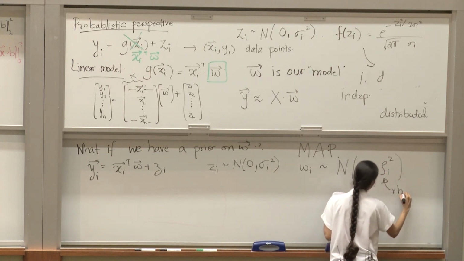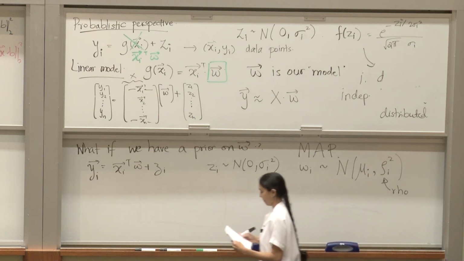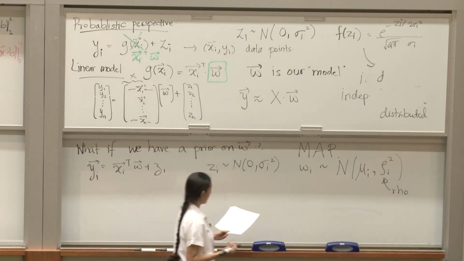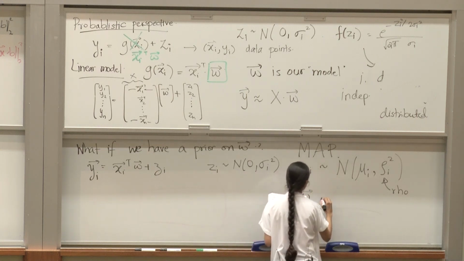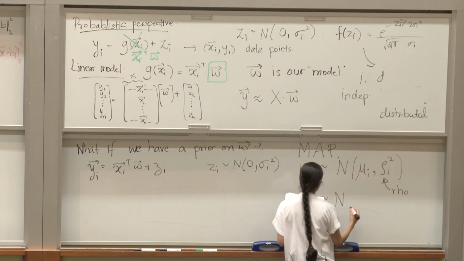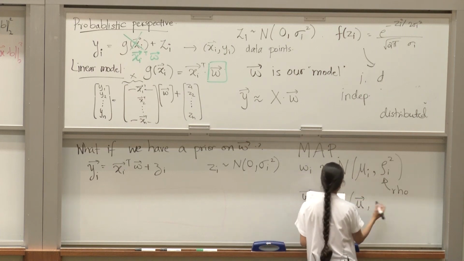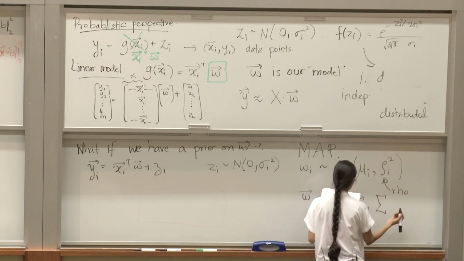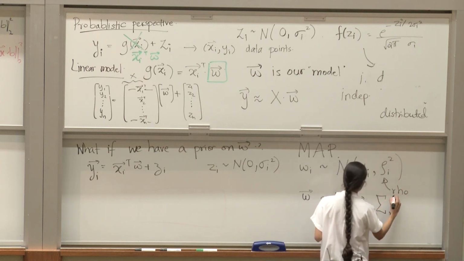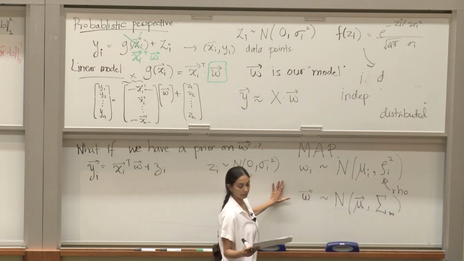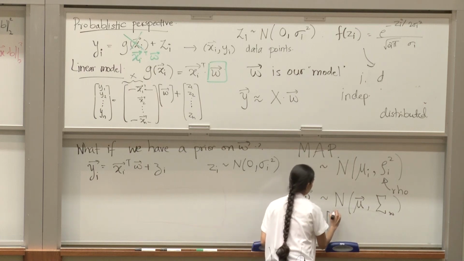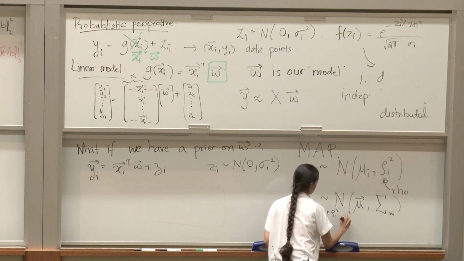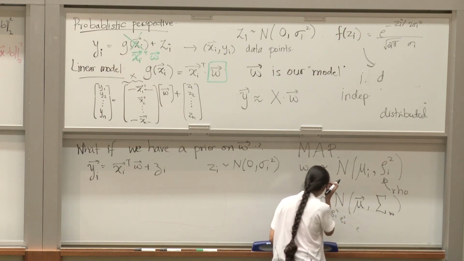This letter is called rho. I want to write this as a multivariate Gaussian: w is distributed normal with mean mu and variance, I'm just going to call it sigma w. So I'm writing this in the multivariate normal style, where my sigma w has these variances along the diagonal, the covariance matrix.